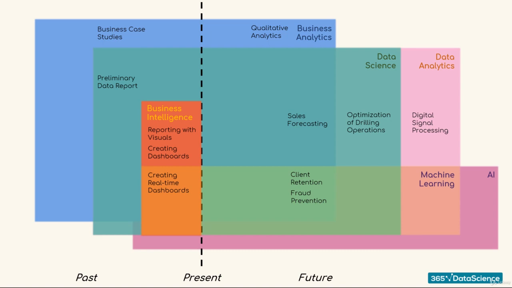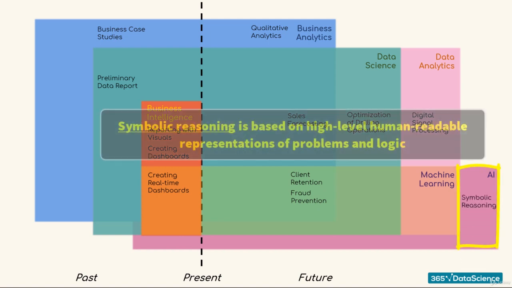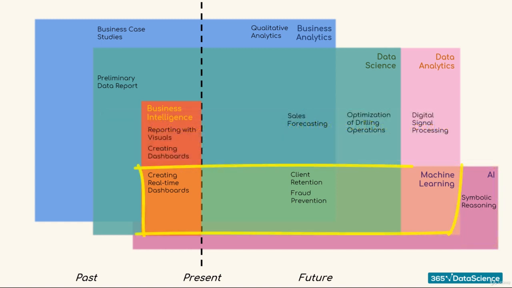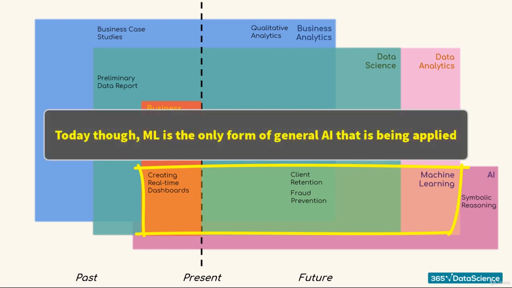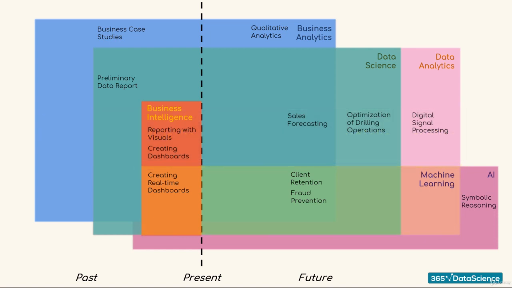Finally, an example that is considered artificial intelligence, but not machine learning, is symbolic reasoning. It is based on the high-level human-readable representations of problems and logic. It was once a trend in the past when people were trying to create human-like intelligence. Today, though, machine learning is the only form of general artificial intelligence that is being applied, and symbolic AI is rarely encountered, let alone practiced. All right. So, along with speech and image recognition, we can remove symbolic AI from the equation also. This will leave us with only what we are interested in.